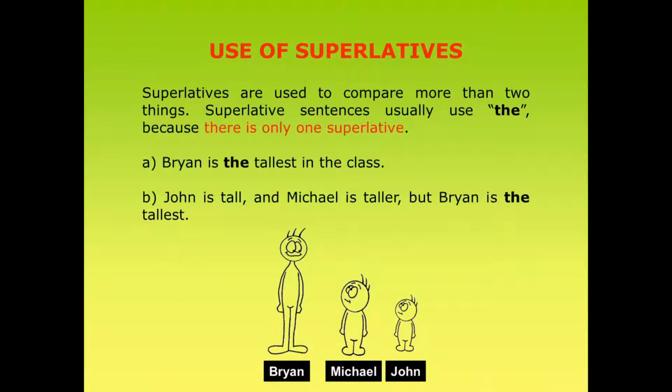Okay, now let's take a look at the use of superlatives. Superlatives are used to compare more than two things. Superlative sentences usually use the because there is only one superlative. For example, Brian is the tallest in the class. Or, John is tall and Michael is taller, but Brian is the tallest.